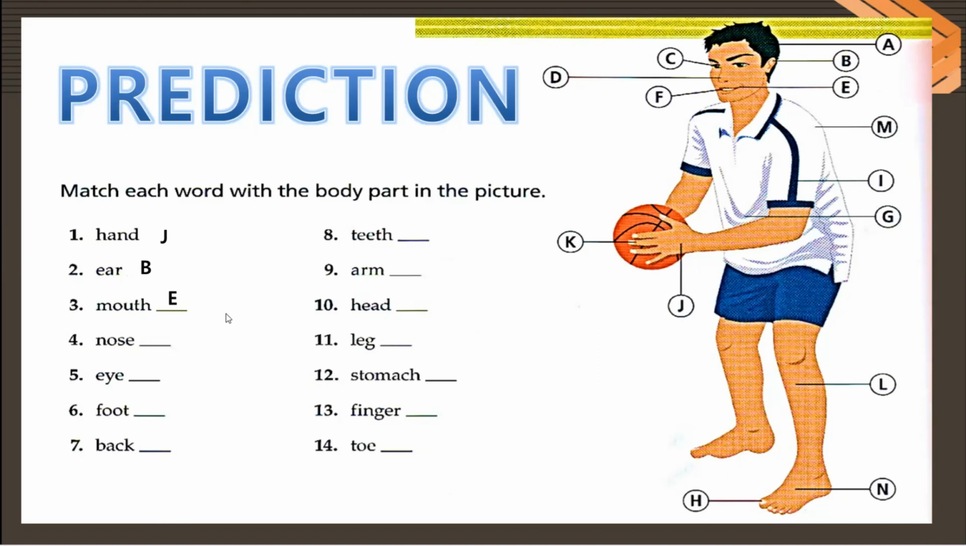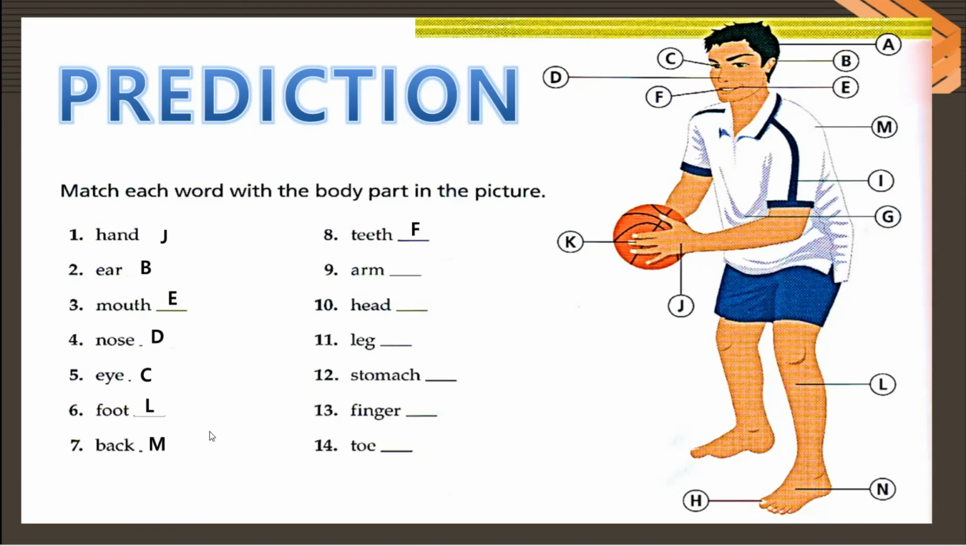And then mouth, the mouth is on E. This is mouth. And then nose, this is D, the nose. And then the eye, of course, this is on C for the eye. And then foot, L. L is the foot for the longest one. Okay, then for back, the whole of our leg is foot. The foot here. This is L. And then back, where is the back? Where is the back? On M. Okay, M is the back.